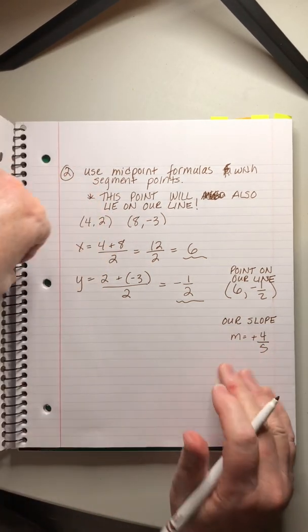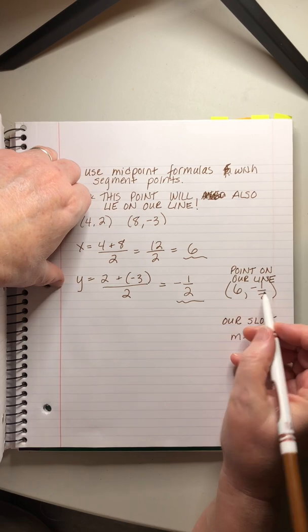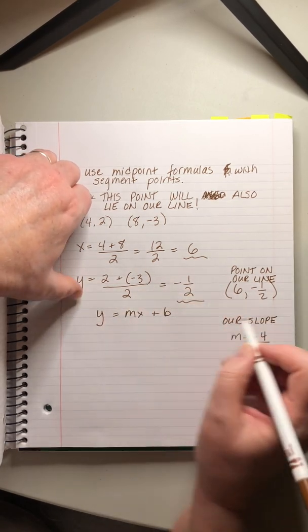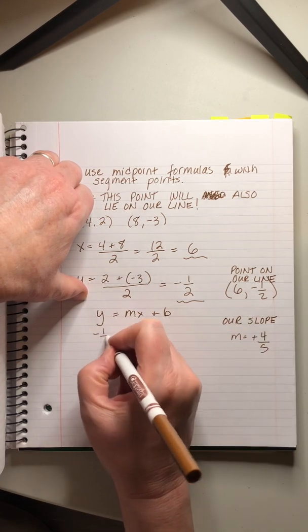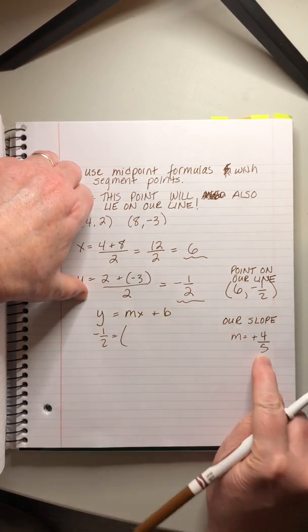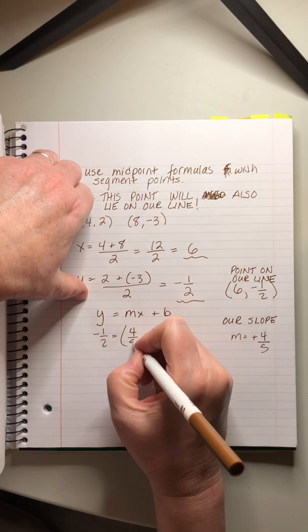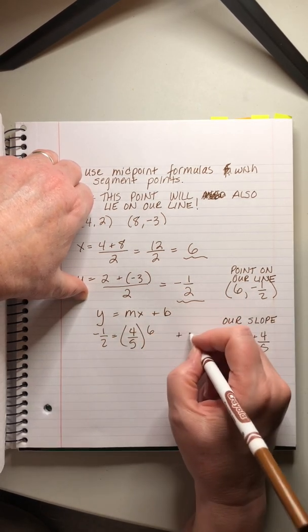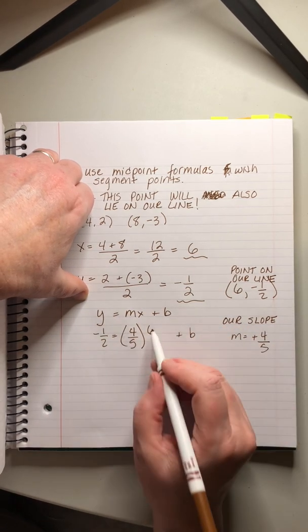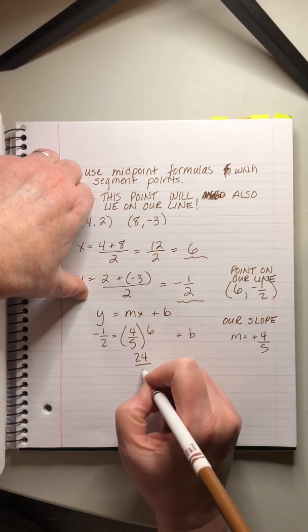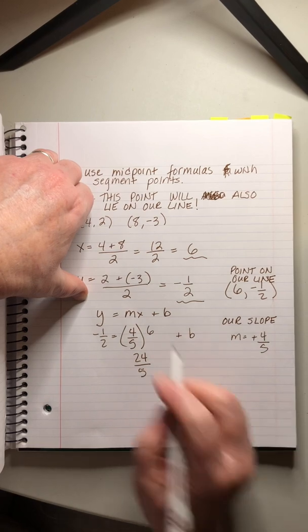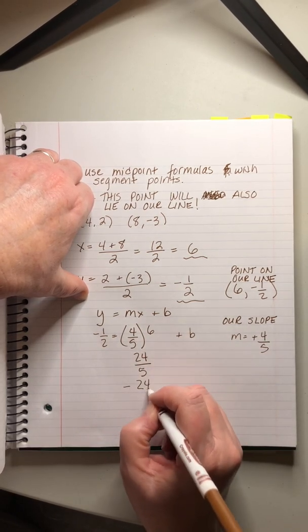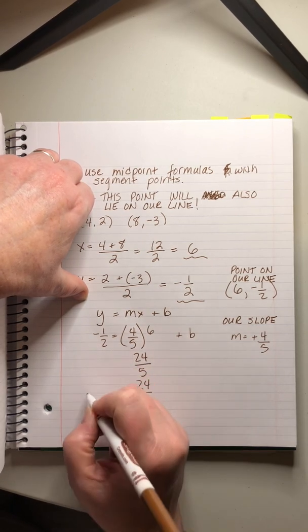Now we can plug in and set up. We still have to solve for b, right? But we can say y equals mx plus b. y is minus 1/2 equals 4/5 times x plus b. This becomes 24/5, right? 6 times 4 is 24/5. So we have to subtract 24/5 from both sides.